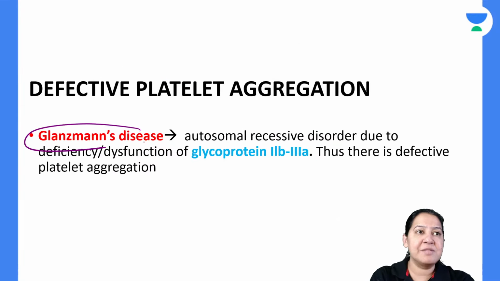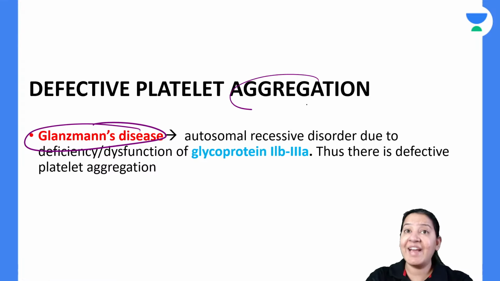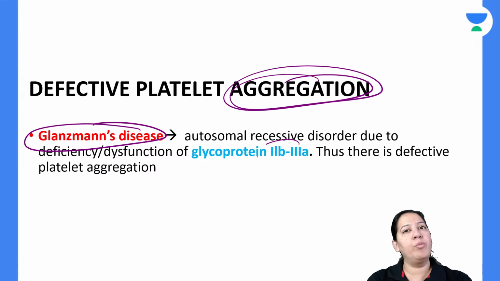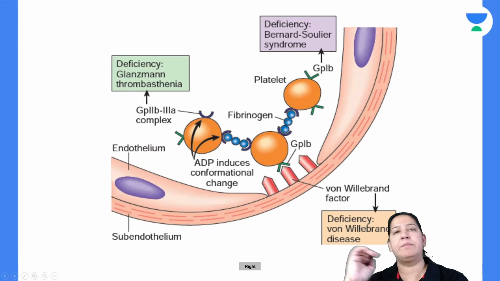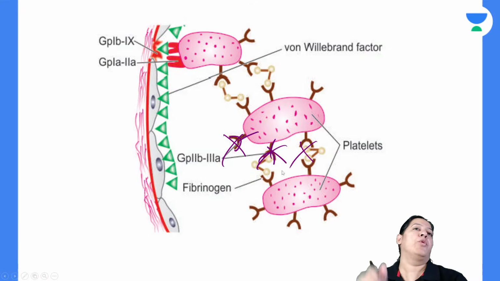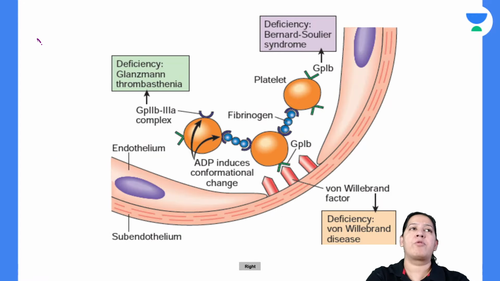The second is Glanzmann's disease. It is a defect of aggregation. Here the receptor 2B3A is absent. So can you see these receptors? These receptors are absent, so platelets cannot form bonds with platelets. So this was a diagram from Harrison, and this is a diagram from Robbins. So the same diagram, same information.